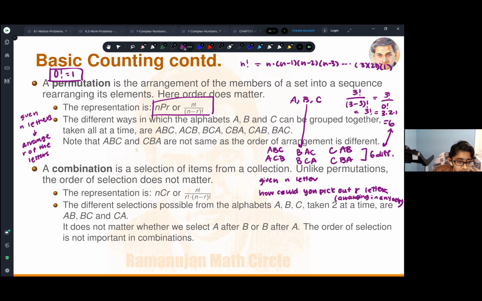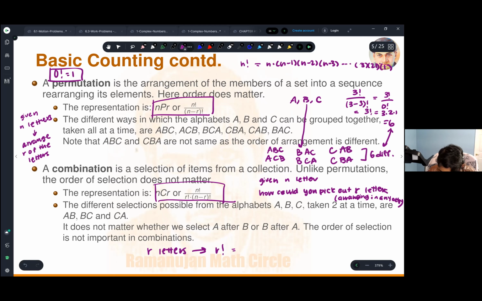So the representation of this is n factorial over n minus r factorial, divided by r factorial. So this is the formula. What this basically intends to say is that you don't account for the order in which you arrange the things. If you're picking out r letters, every time you pick out r letters, how many ways is there to arrange these r letters, considering they're all different? Well, you can arrange them in r factorial ways, right?